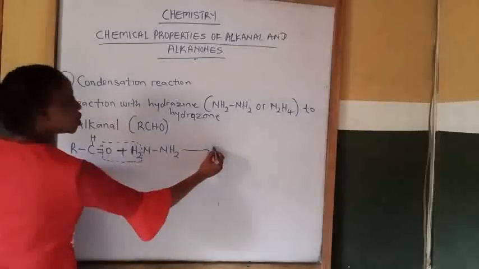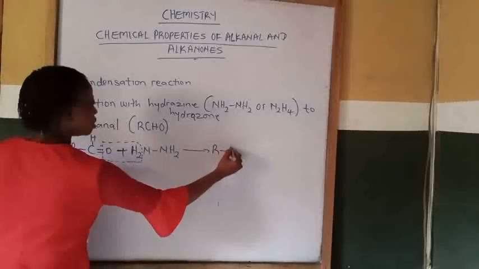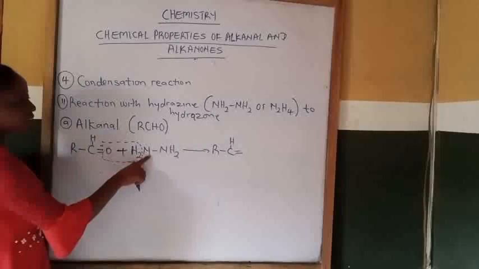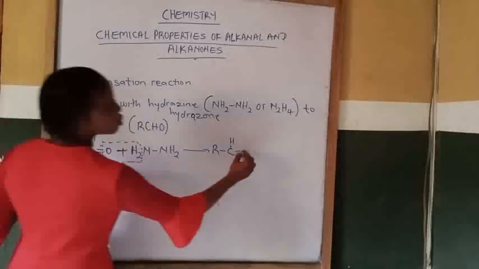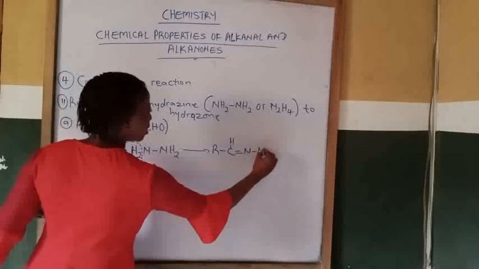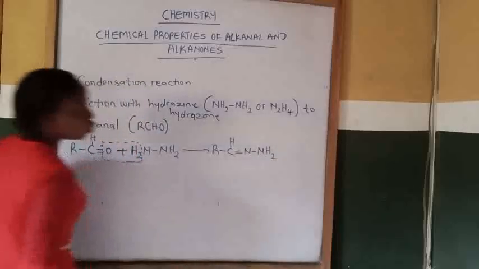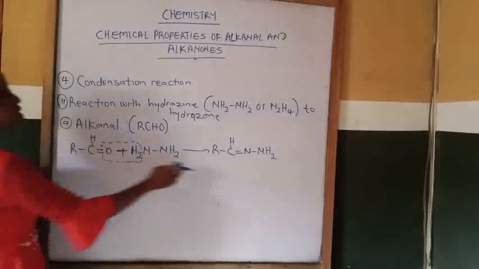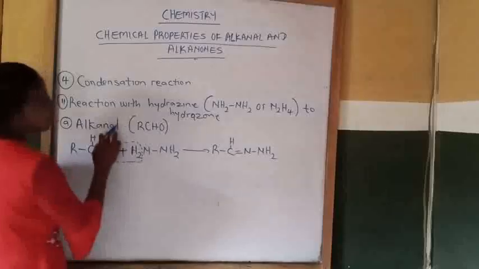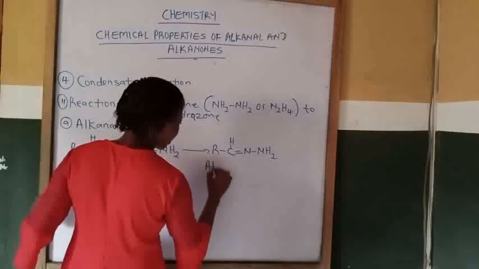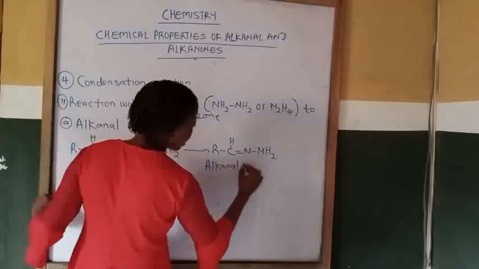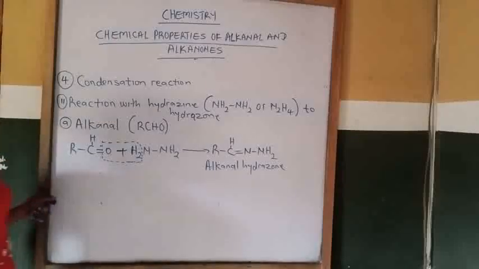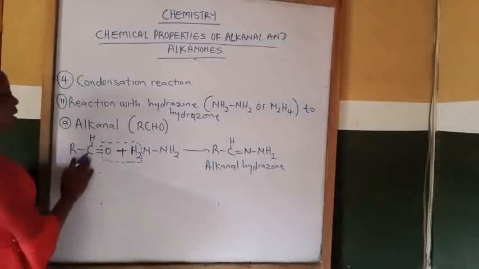Then our structure will now be RCH, then double bond. Then we are left with NH2 here, to give us NH2. So what is the name of the product? The name of the product is alkanal hydrazone, because this is an alkanal structure.